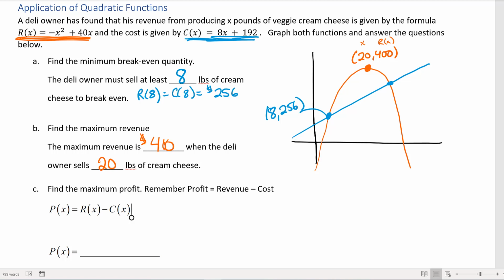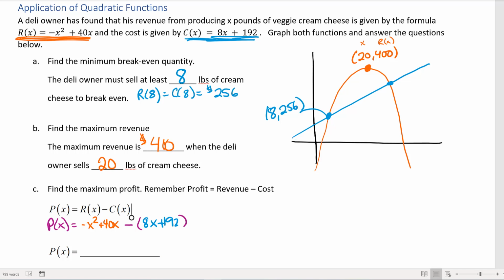Next, we want to find the maximum profit. Now remember, profit is equal to revenue minus cost. So I actually have to find a third function, P of X. I'm going to take R of X, which is the orange, negative X squared plus 40X, and I'm going to subtract the C of X. And the C of X is that 8X plus 192.